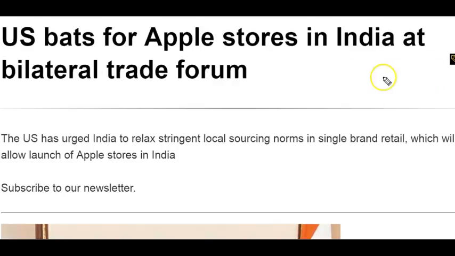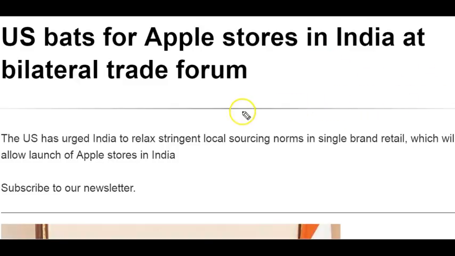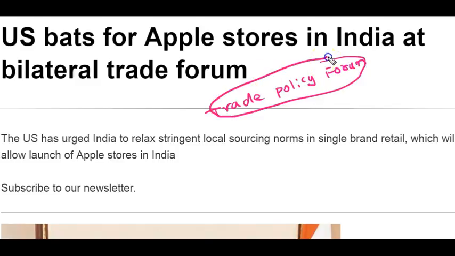First, we are going to discuss India-US relations. The article has been published in the Live Mint. It is one of the important articles for the IAS 2017 examination. This article deals with the Trade Policy Forum. Trade Policy Forum is an initiative between India and USA to talk about trade related issues.